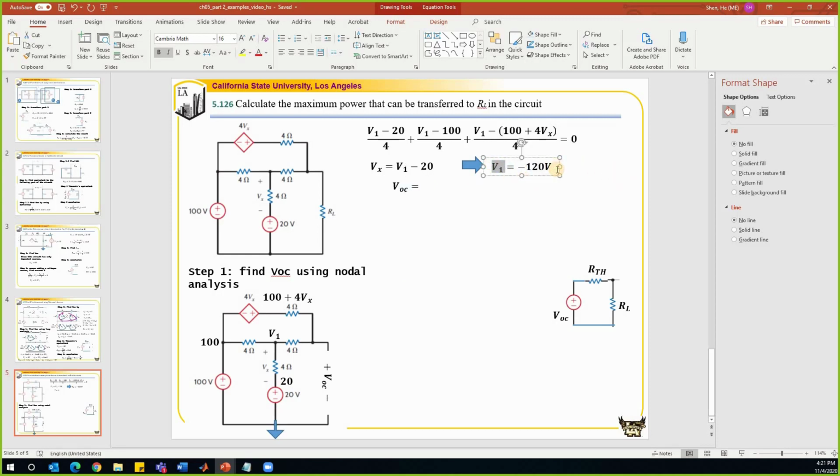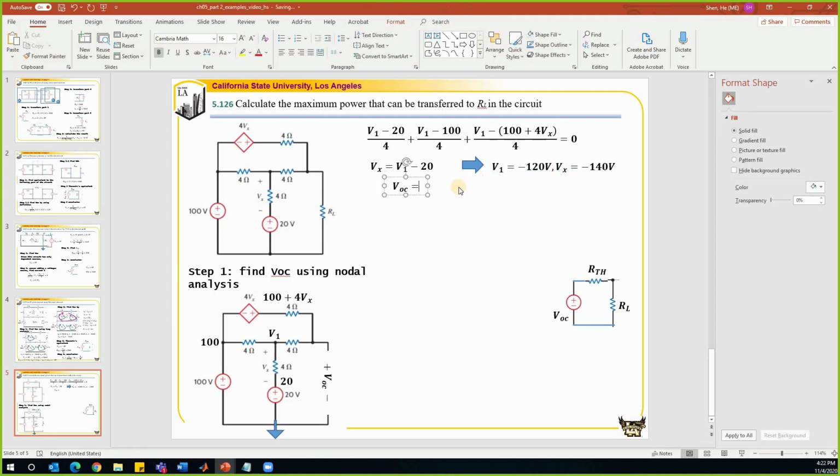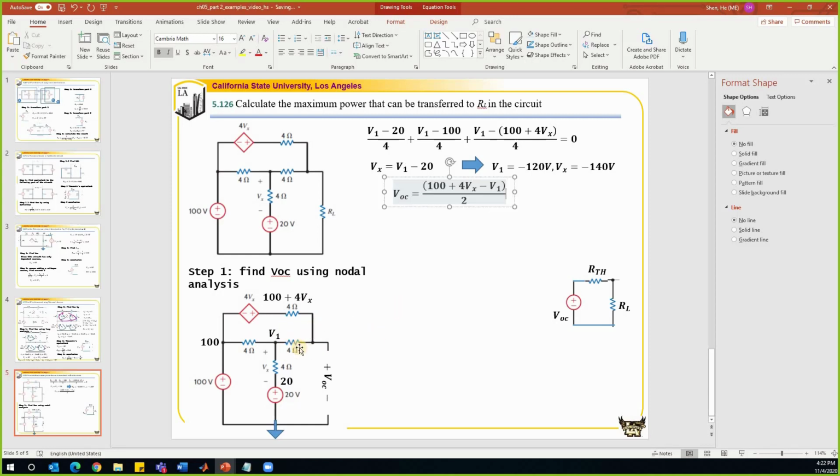Vx is equal to negative 140. So VOC is equal to 100 plus 4Vx minus V1 divided by 2, the voltage drop on this 4 ohm resistor, plus V1 minus 290. My numbers are a little bit strange. Did you get the same answer?